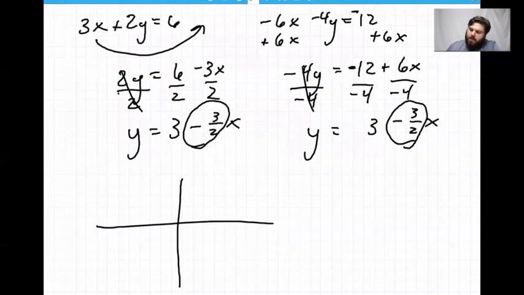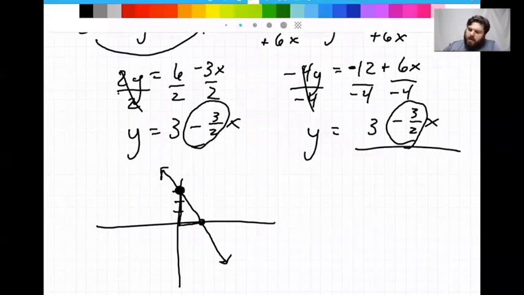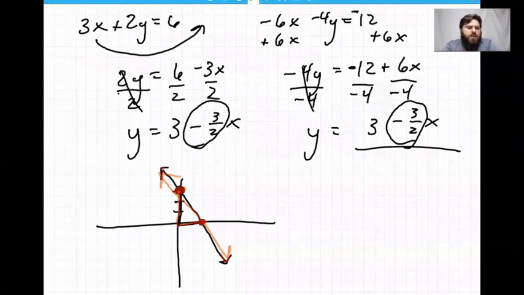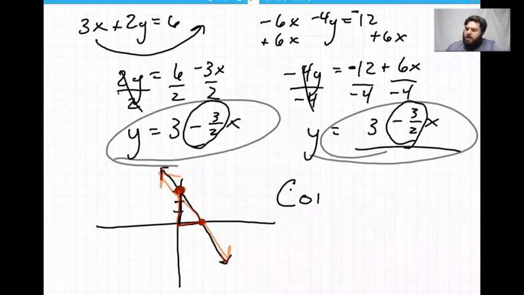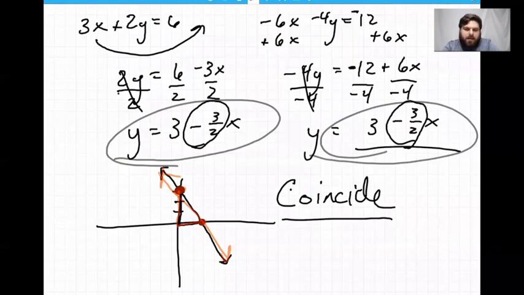Let's graph the first line. Y-intercept of positive 3, down 3 over 2. There's the line, right? Down 3 over 2, rise negative 3, run 2. Let's look at this one. Y-intercept of 3, down 3 over 2. We have that line there. This is interesting. They're actually the same line, okay? So this is like a weird case, but this is definitely something they'll ask you on the test in this type of question. These two lines, we say, coincide with each other. What that means is they are the same line.